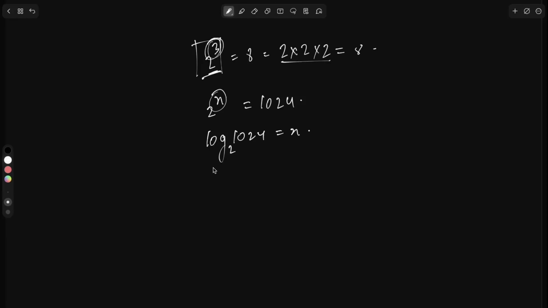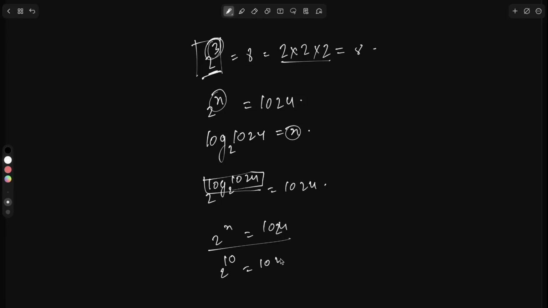And now I can easily calculate this using a hit and trial method. Maybe I can write 2 to the power log base 2 of 1024 equals 1024, right? And I have to find the value of this one, right? And this is equal to x, so 2 to the power x equals 1024. And if I'm not wrong, 2 to the power 10 is equal to 1024, so the value of x must be equal to 10. And that is how we calculate logarithm, and that is a basic idea of logarithms, right?